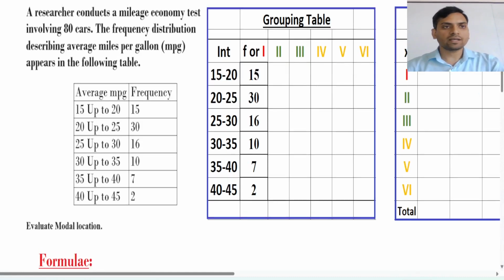Okay, so we have this example. A researcher conducts a mileage economy test involving 80 cars. So we have 80 cars data. The frequency distribution describing average mileage per gallon, MPG, appears in the following table. This means 15 to 20 mileage for 15 cars and 20 to 25 mileage for 30 cars and so on, and evaluate modal location. So we need to find mode. Simply we need to find mode.